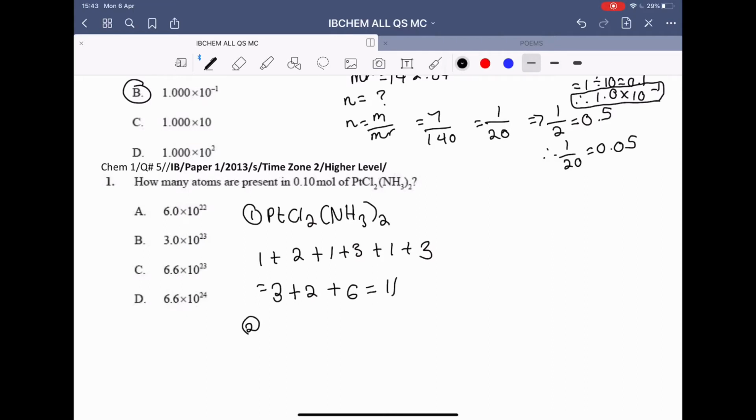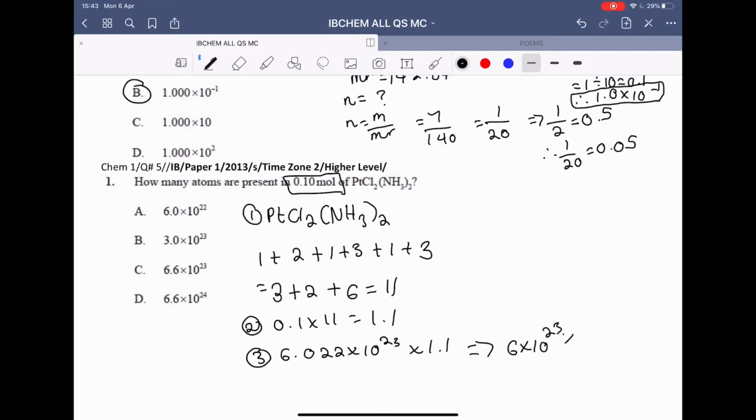3 plus 2 plus 6, and there's 11 atoms in this formula, PtCl2(NH3)2. And it says how many atoms are present in 0.10 moles. So all we've got to do again is 0.1 times 11, which is 1.1. And to find out how many atoms are present, you times that by Avogadro's constant. So 6.022 times 10 to the power of 23 times 1.1.